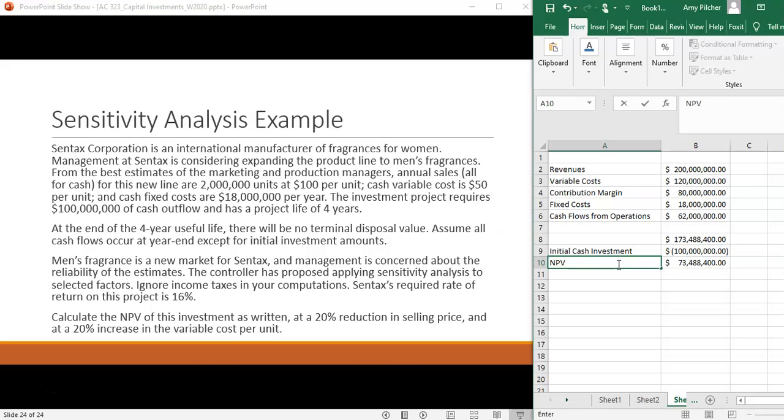$73,488,400. So this is a way that you can calculate how sensitivity analysis changes your net present value given different amounts of calculation.